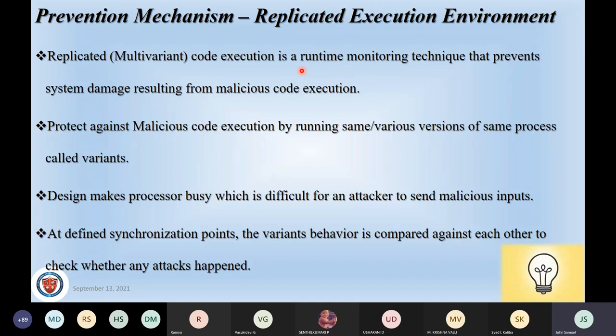If a user tries to send some kind of malicious code, he may send it to one variant only. He cannot supply input to all the variants. We define some synchronization points to check whether all the variants have the same behavior. By checking this at the defined synchronization points, we can find whether our system is under attack or not. This is the key idea of this replicated execution environment.